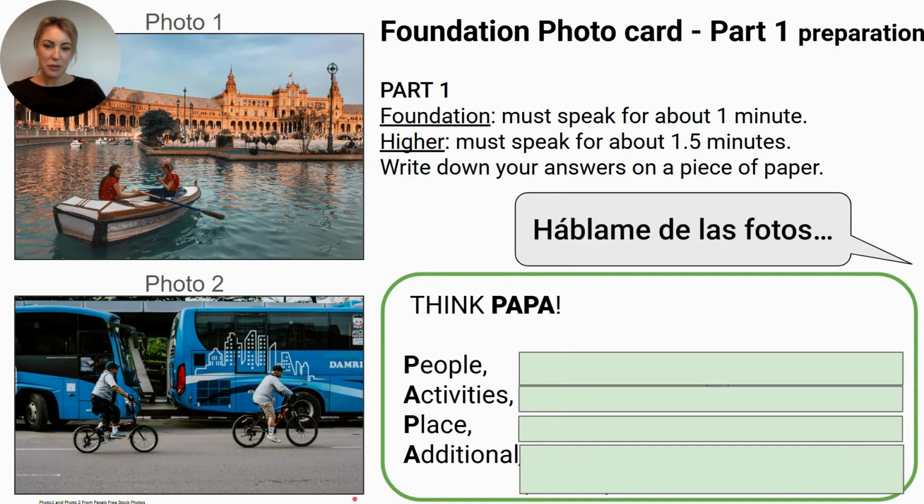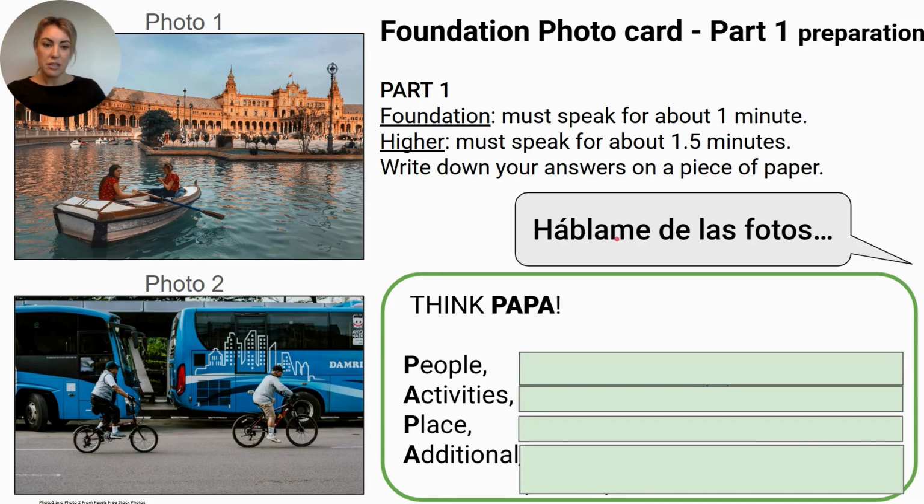Today, we're going to take a look at these 2 photos. So imagine this is your exam and this is theme 3, and we have a picture from the topic holidays and a picture from the topic the city or the environment. So foundation, you must speak for about a minute. Higher, you must speak for about 1.5 minutes, so 1 minute and 30 seconds. And you should get a piece of paper and write down your answers.